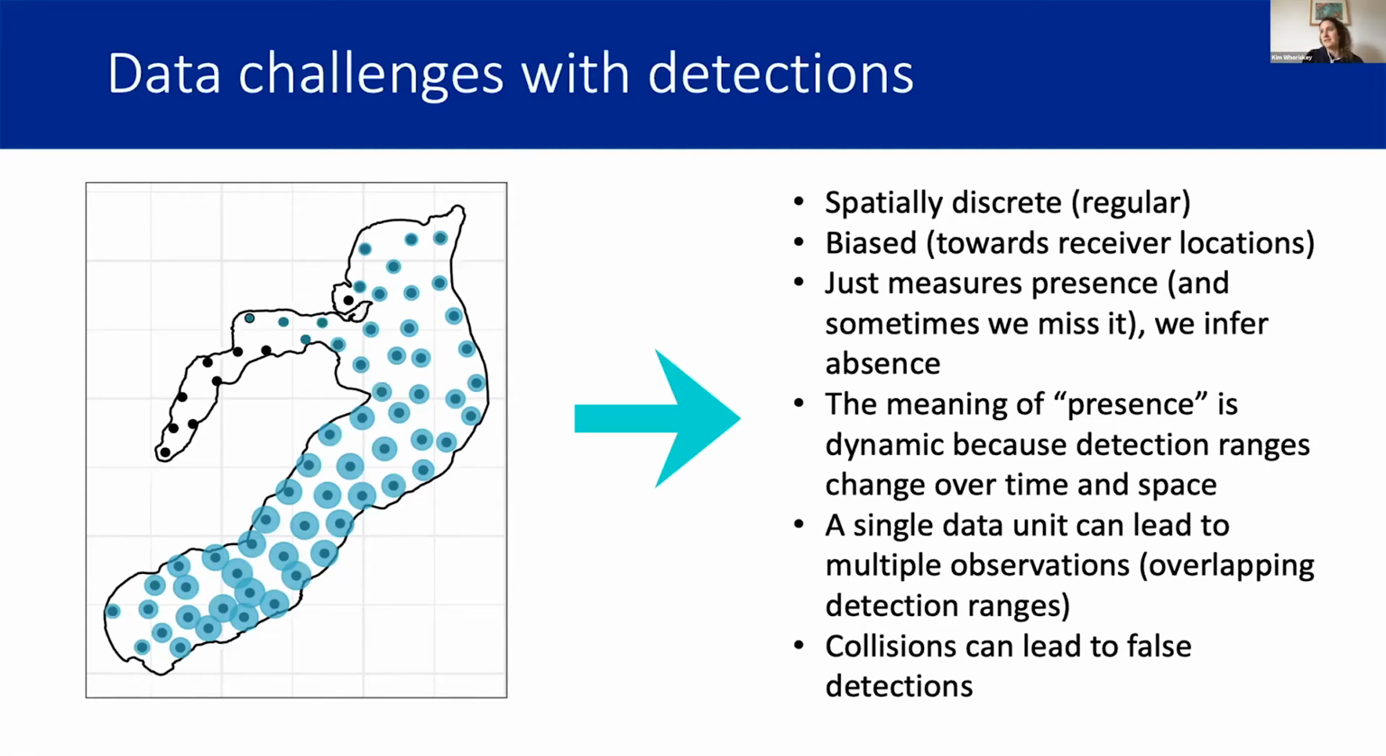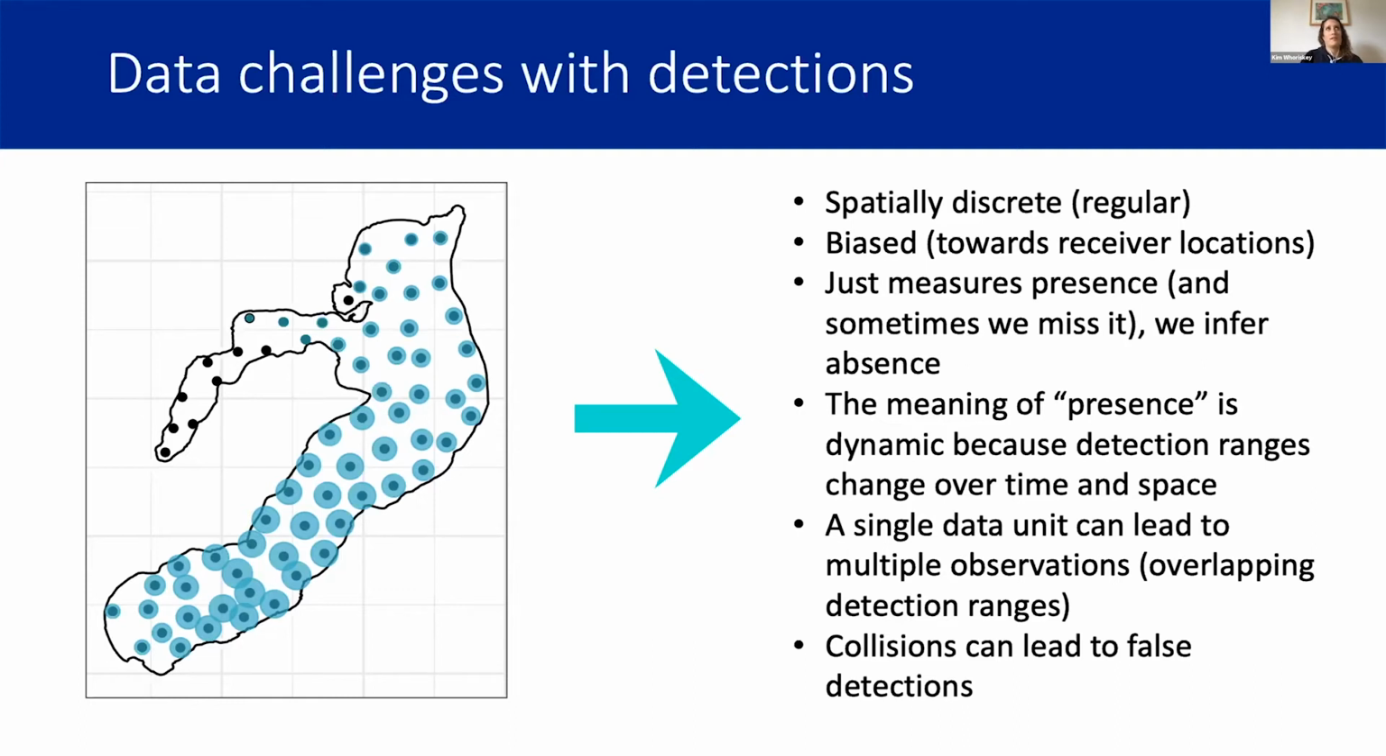And that's because these detection ranges are changing. And so, yeah, that's just a really, really interesting problem that I like to think about. When you have overlapping receiver ranges, like in this example here, it means that a single data unit can actually lead to multiple observations. So we get a lack of independence in our observations.